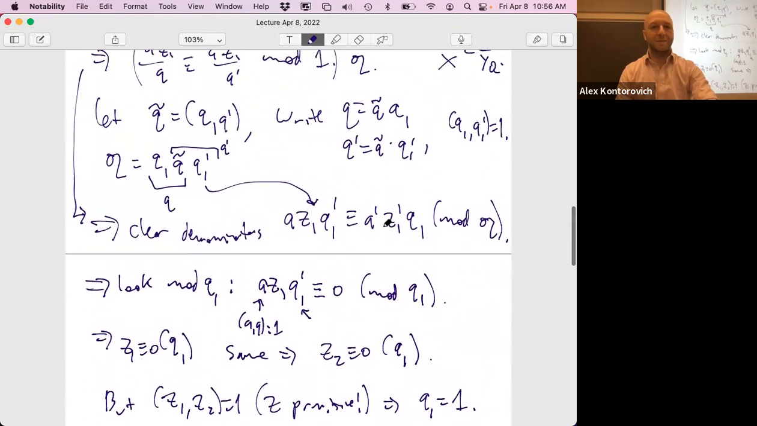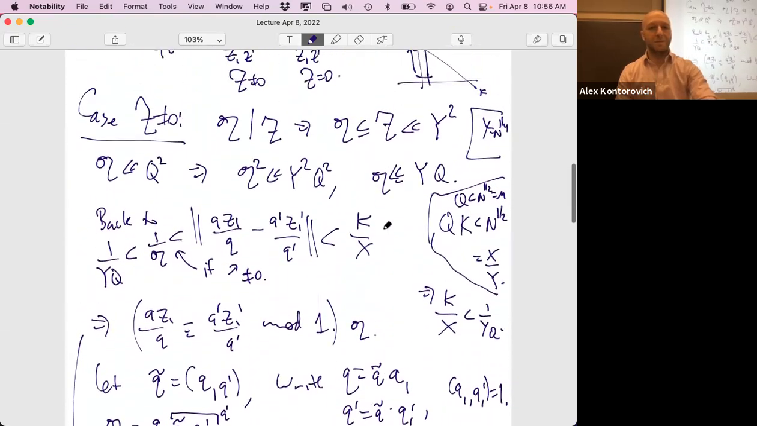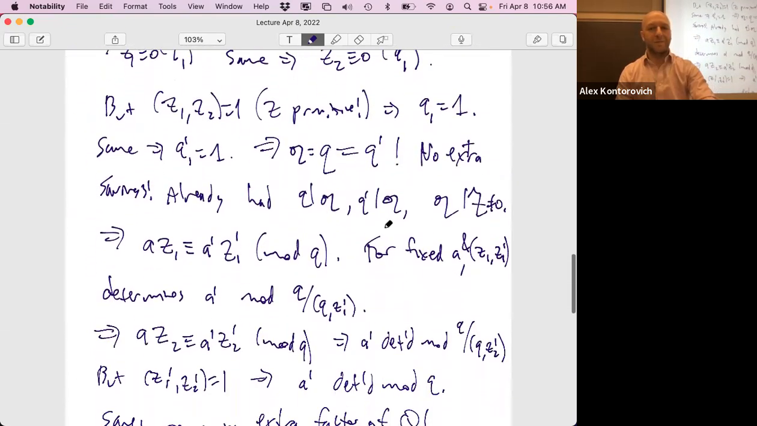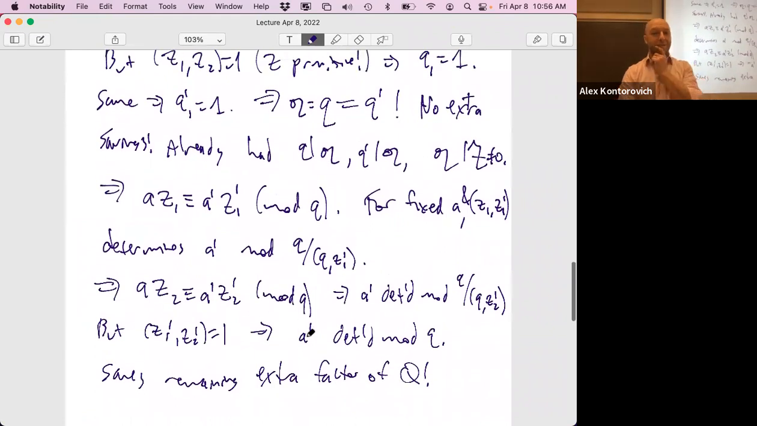So you're determining it mod two numbers that are relatively prime to each other. It's Q over GCD of Q and Z1, Q over GCD of Q and Z2, and then Chinese remainder will tell you that we know what it is mod Q.